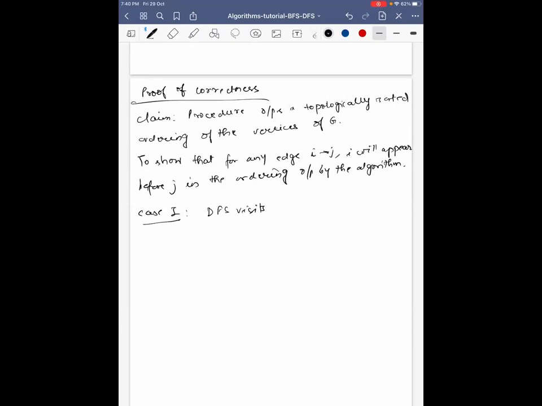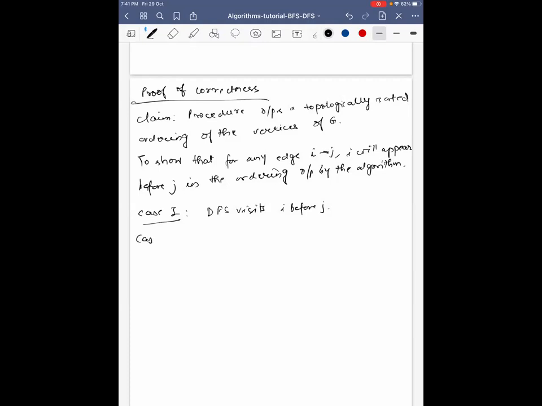So case one is when DFS visits I before J. If this happens, then it is quite obvious that since there is an edge from I to J, J will be explored first by DFS and subsequently it's going to explore I. So in that case, I comes before J, right? Is this clear? Yes, sir.